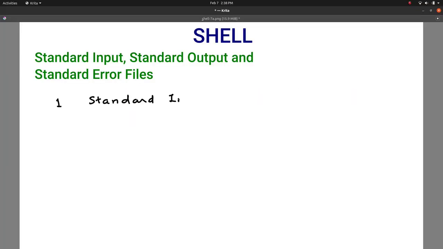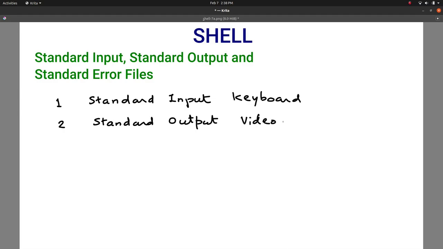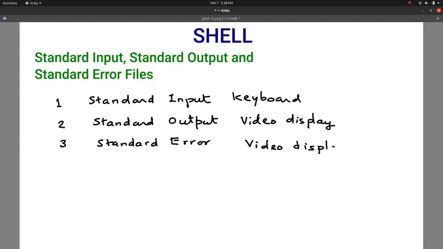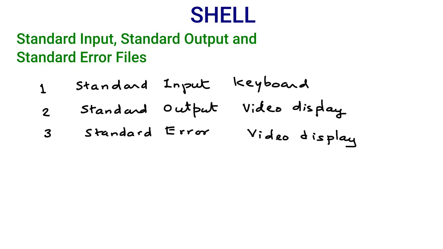Standard input, standard output, and standard error files. Any process by default has three file descriptors. 1. Standard input, which by default is the keyboard. 2. Standard output, which is the video display. And 3. Standard error, which is also the video display. These are open by default, and library functions work automatically on the file descriptors. printf and putchar print on standard output, whereas scanf and getchar take input from standard input. There are many programs which read from standard input, do some processing, and give output on standard output. And programs print errors on standard error.